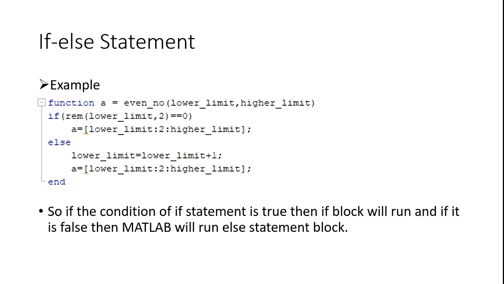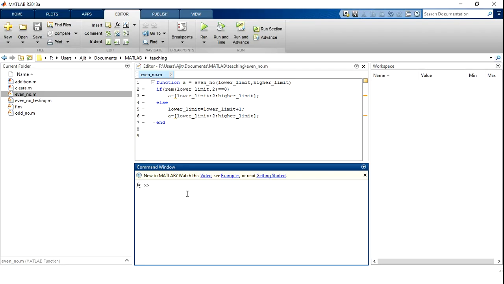So if the starting limit is an even number, then continue with that number. But if not, then you go to the else statement and it will increment that number by 1. So the odd number becomes an even number, and will continue with that number. Let's check it out in MATLAB.